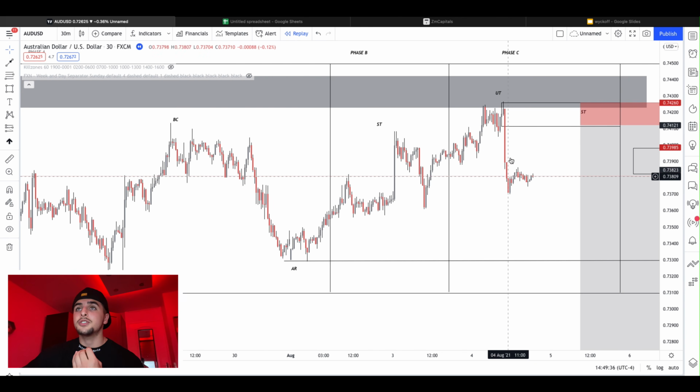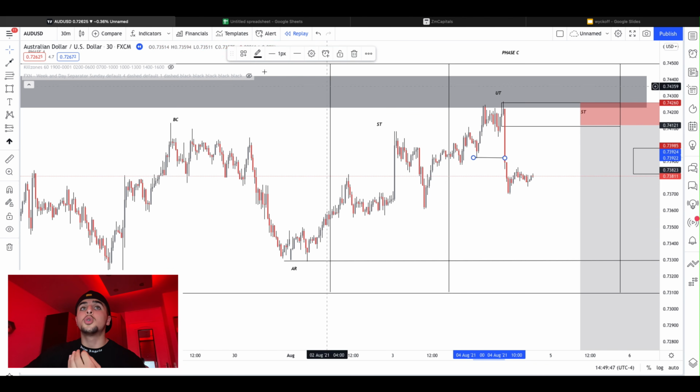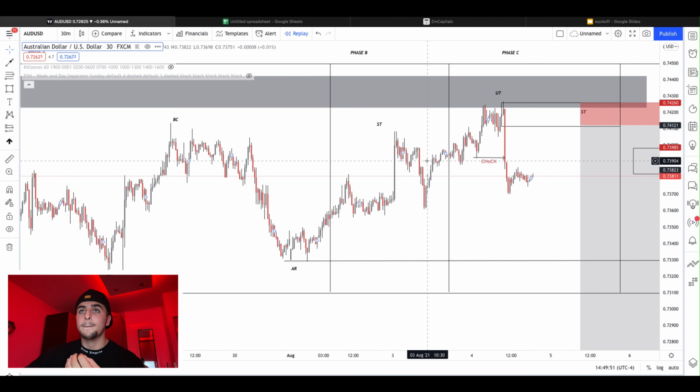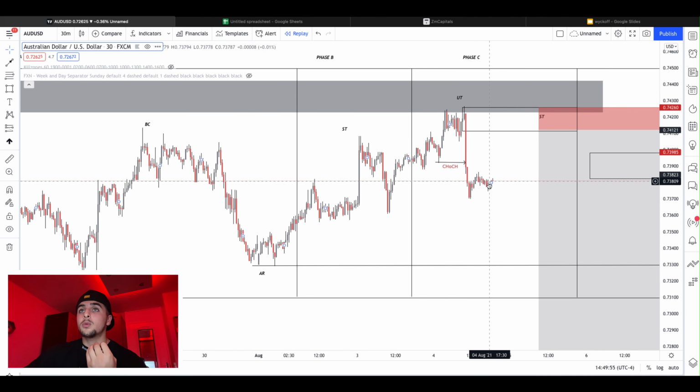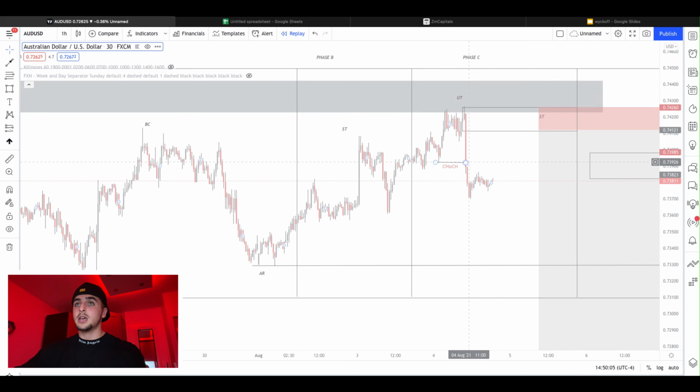But that rejection, what did it do? It broke that structure. That's what we call our substructure. It simply broke this low. Now we'll call that our change in character, because it's simply changing directions now. Once we get that change in character and we've identified all of this inefficiency, what do we know when we identify imbalances? Price is going to retrace to fill it in, right? But before I move on to that, let's go back into the hourly.